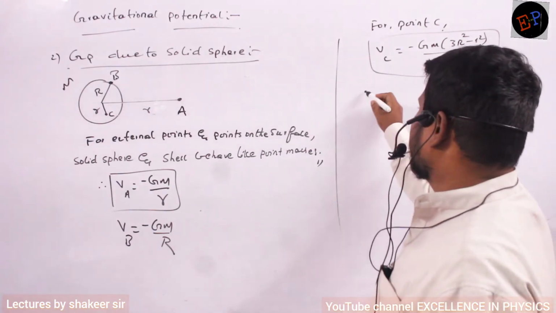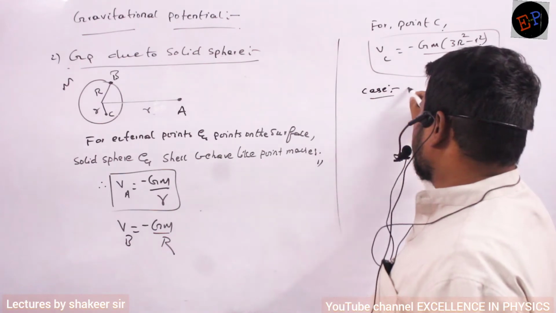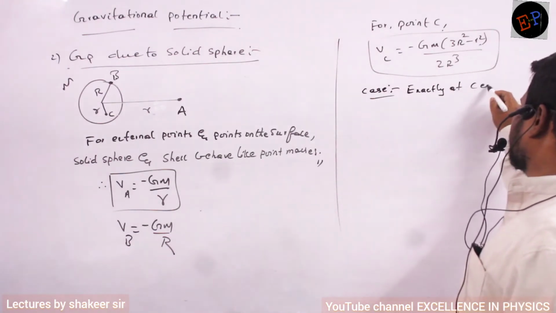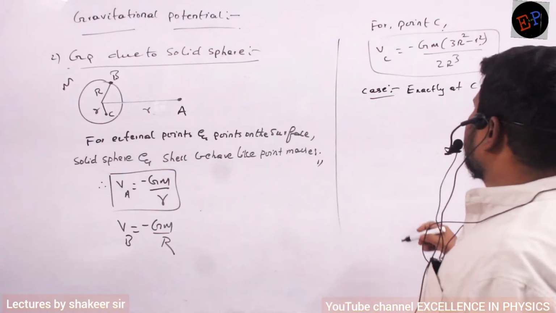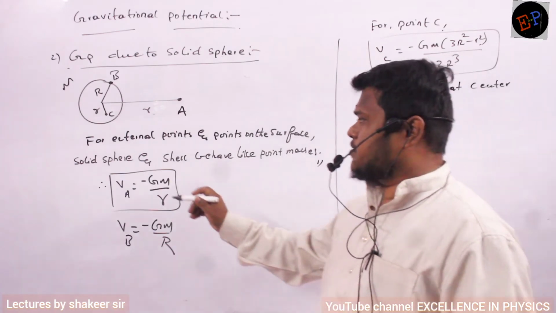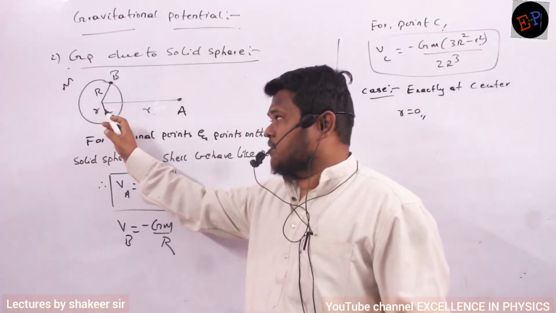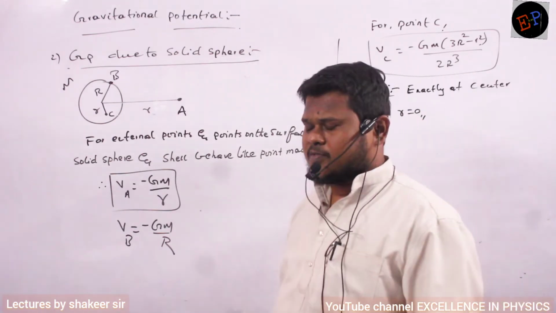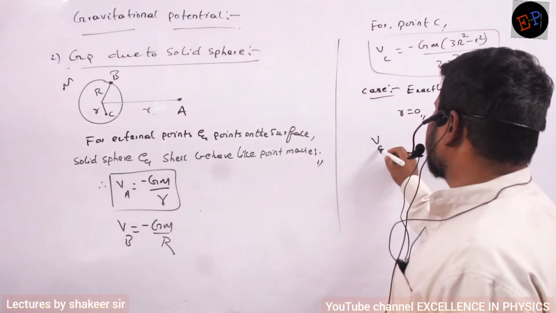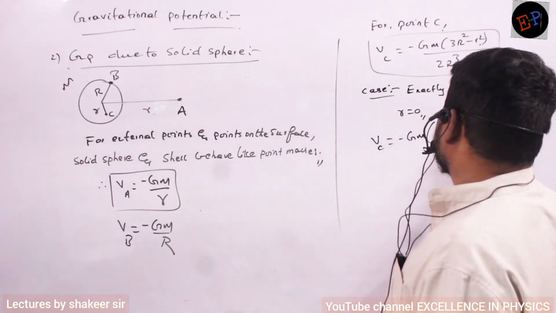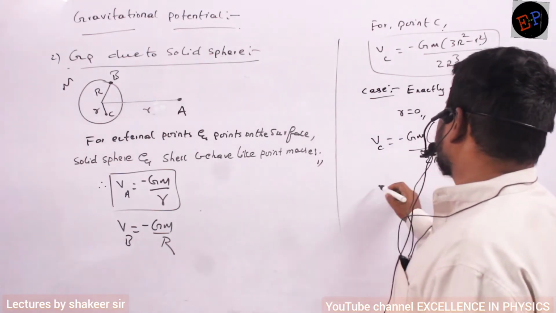Now let us take one case: exactly at the center of the sphere. At the center of the sphere, small r will become 0. Center of the sphere means this point C goes and settles at the center. Therefore, small r will become 0. So substitute here. Potential is equal to minus GM into (3R square minus 0) divided by 2R cube.